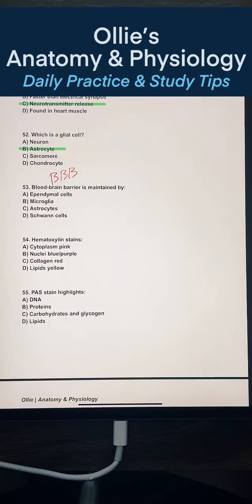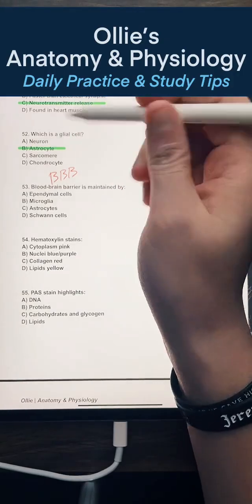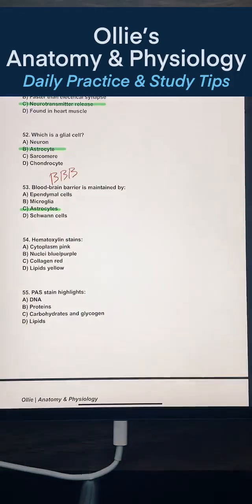Number 53, the answer is C. It is astrocytes. Astrocytes are going to maintain that blood-brain barrier. Astrocytes are going to induce tight junctions in the CNS capillaries.